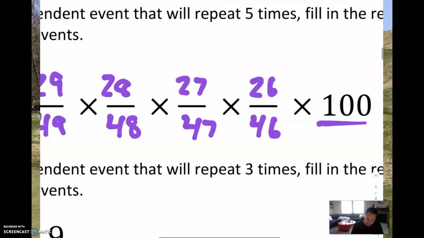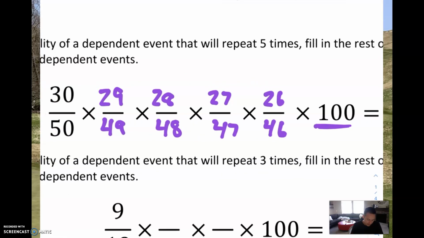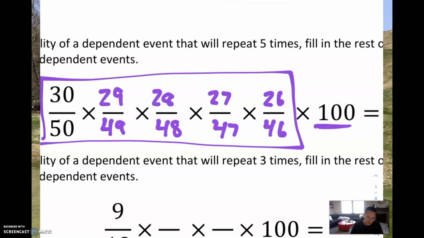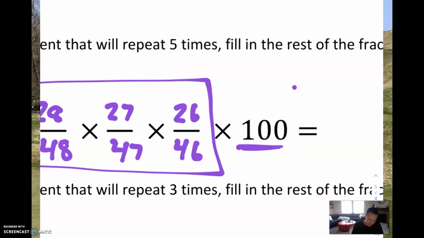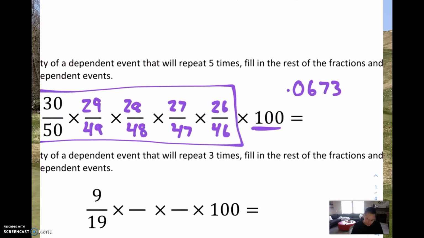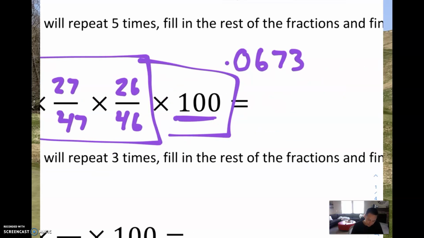And this times 100 here is just to convert it to a percentage for you. So if you were to multiply all of those fractions together, we would end up with 0.0673 approximately. And by doing that times 100, it just moves that decimal over 2 spots for you, so you get 6.73%.